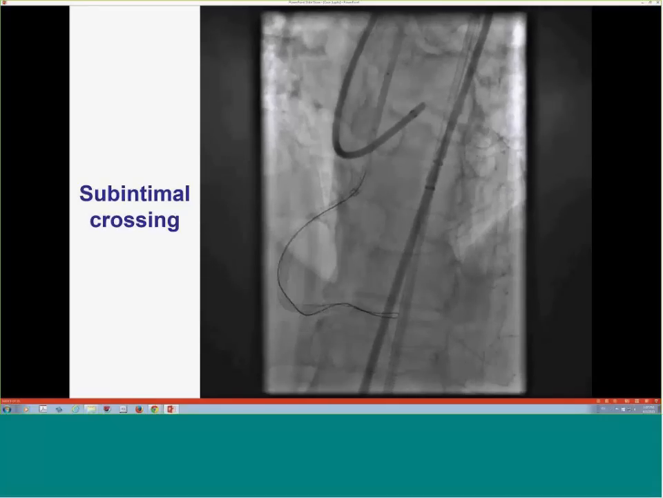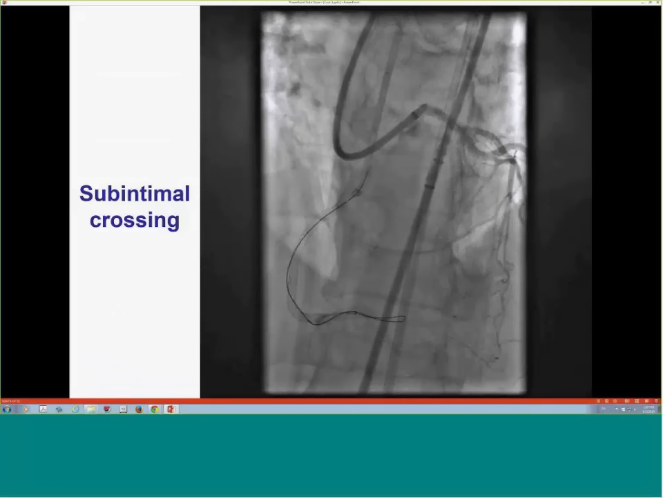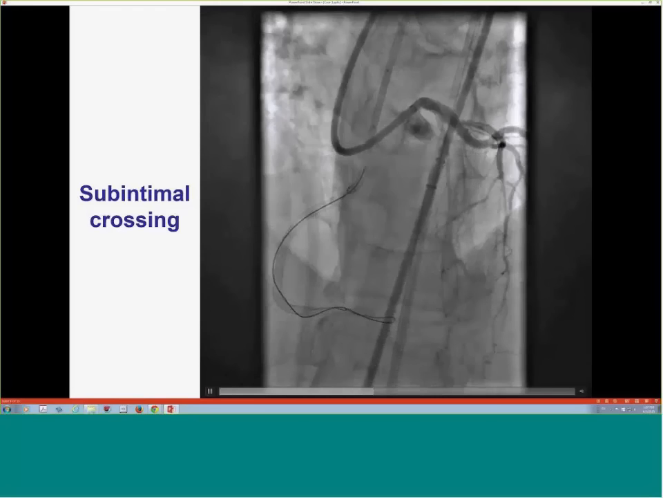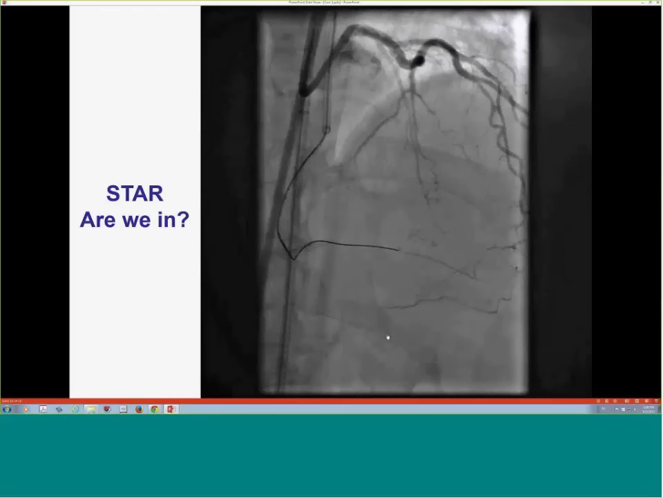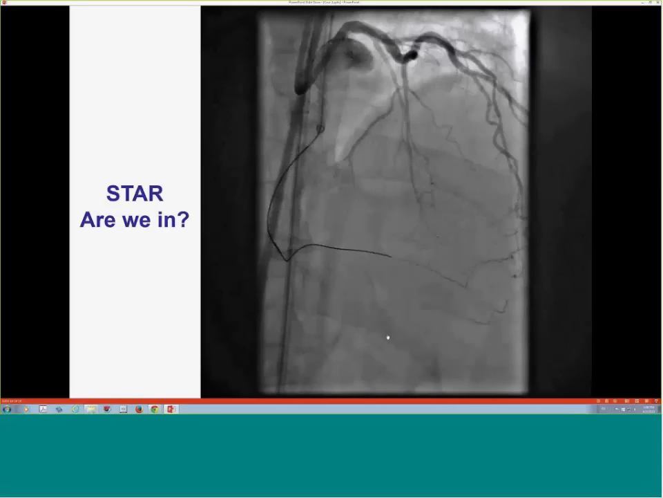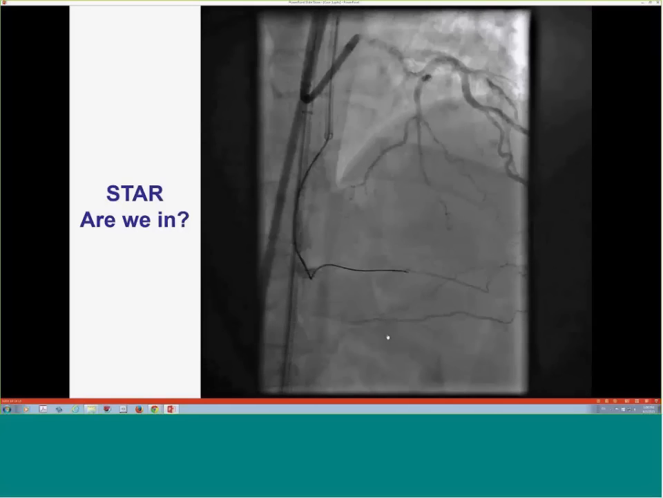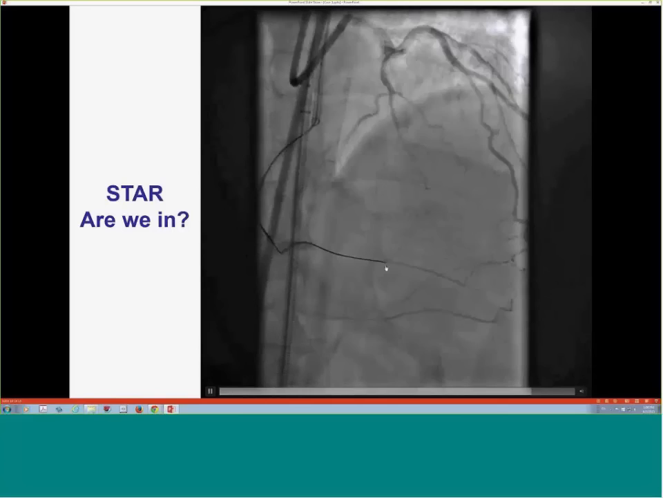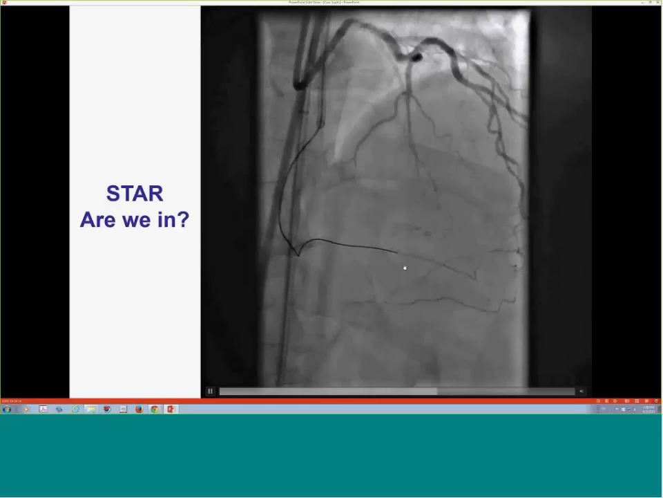And this is the same Fielder XT wire. You can see it's all the way down to the PDA. We're clearly wrapping around the right coronary artery. And then we thought at some point that actually the loop might have gone into the true lumen. And this is not uncommon once you have a very small distal vessel and you push a knuckle. It's not uncommon for the knuckle to actually enter into the true lumen, and that's the classic STAR technique from Antonio Colombo. But in this case, I don't know if you can tell, but we're clearly outside the vessel. The guide wire is in the subintimal space, essentially, of the PDA.